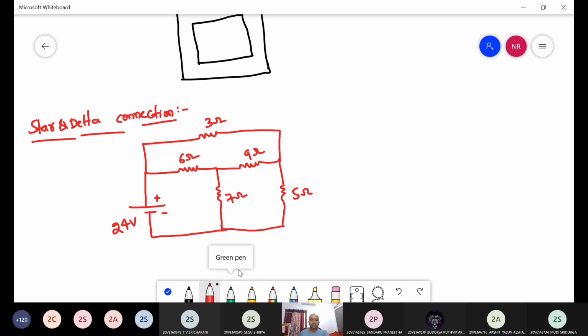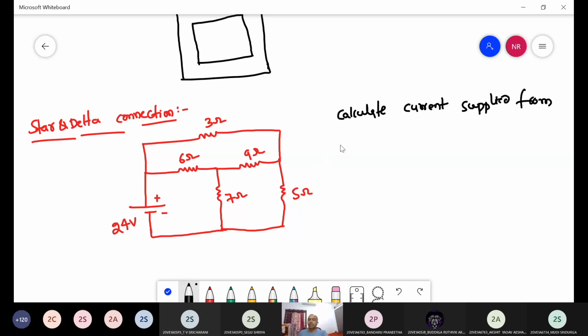Yeah. So here, this is the star delta connection problem. First calculate the equivalent resistance. Suppose the problem is to calculate the total current supplied from the source. Calculate the current value which is supplied from the source.